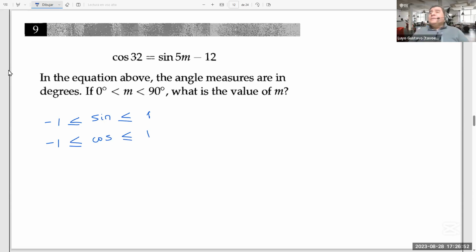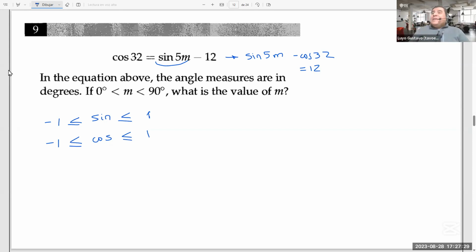For example, here, some people say, oh, okay, they are telling me that the cosine of 32 equals the sine of this, take away 12. But this would be impossible. How come that if you reformulate this, the sine of 5m minus the cosine of 32 would equal 12? It's impossible that the difference of two trigonometric functions, sine and cosine, no matter what the angle is, will yield positive 12. This simply cannot be, okay?